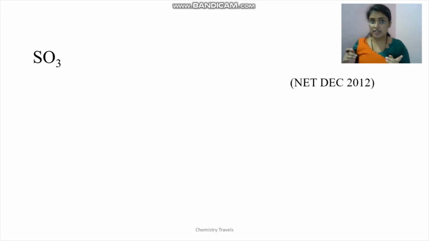Sulfur again falls in the oxygen family, so it has 6 valence electrons. So the first step is I represent the valence electrons of sulfur: 1, 2, 3, 4, 5 and 6. Now the difference between the previous one and this one we'll see. The next step is that we have to write the sharing of those valence electrons with the surrounding atoms. That is the second step.